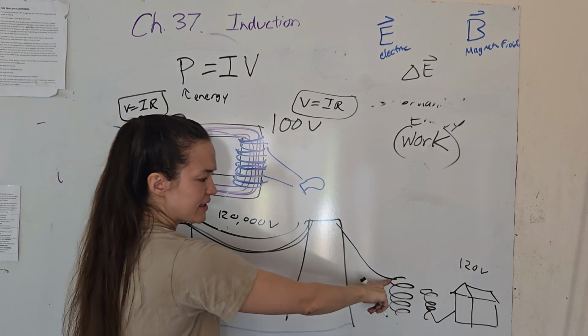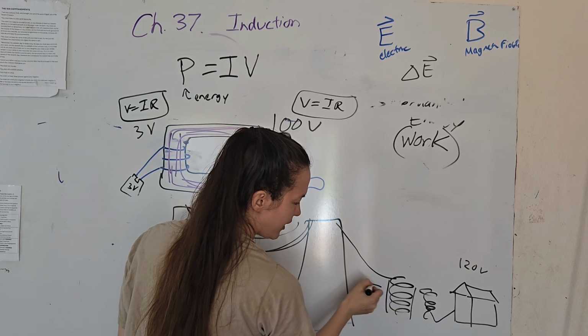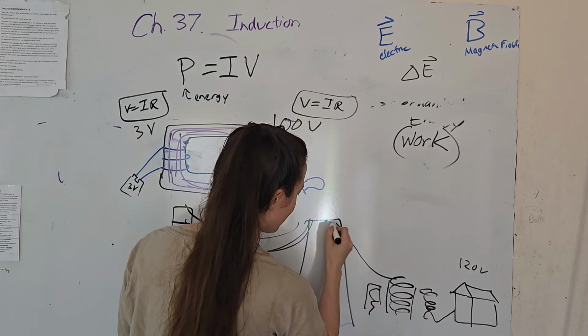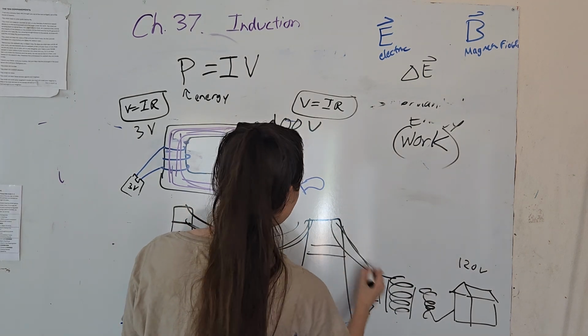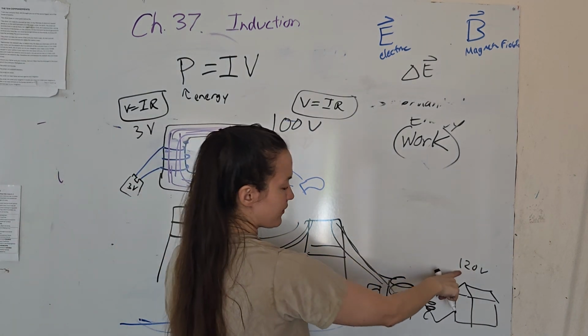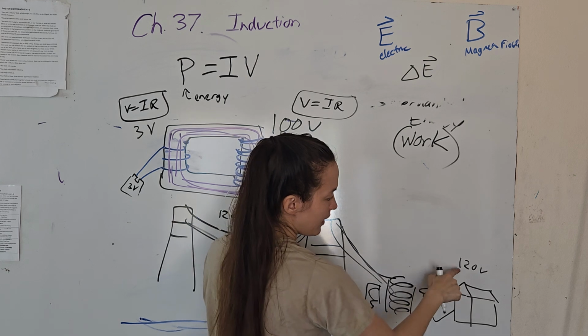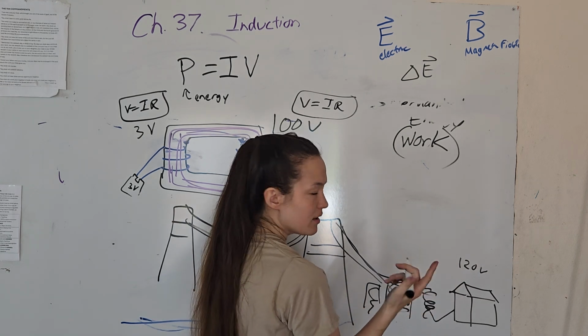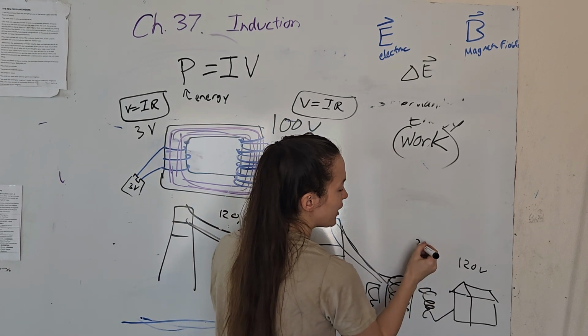So when you see these little step down transformers connected to these power lines, what's going on here is that they have, say the power company wants to deliver, so let's say you've got electrical circuits in your house.